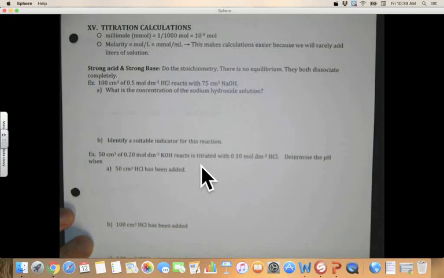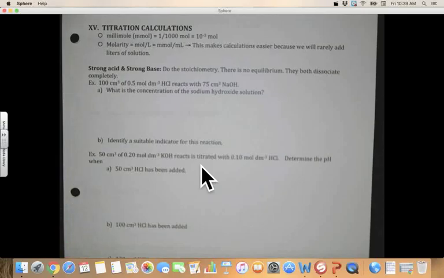Okay, we're going to look at titration calculations, and there's two scenarios that you'll deal with. The first scenario is when you have a strong acid and a strong base. These are the sort of titration calculations you've done. It's just normal stoichiometry. There's no equilibrium or anything like that, and this is what I think you would be expected to do far more frequently than the other type. So let's look at this one.